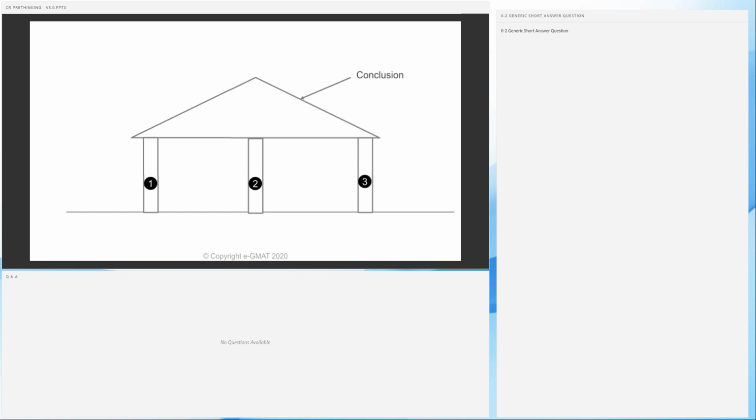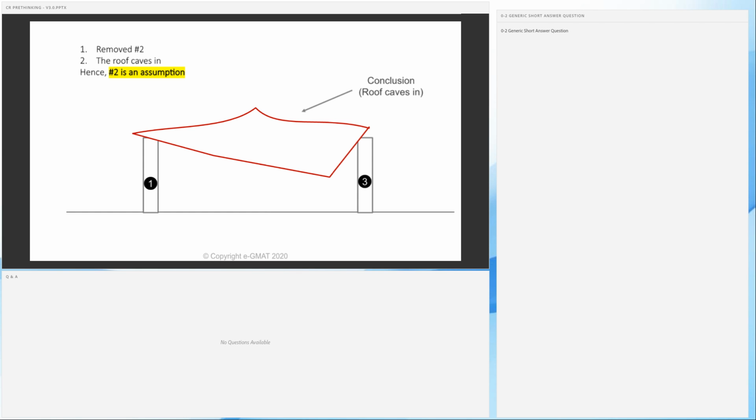Okay. Let's bring back pillars 1 and 3, and now remove pillar 2, and the roof caves in. This is what makes pillar 2 an assumption. It is that must be true pillar, without which, in the current design of my argument, my roof cannot stay upright. Does that help you visualize in an abstract sense what an assumption is?